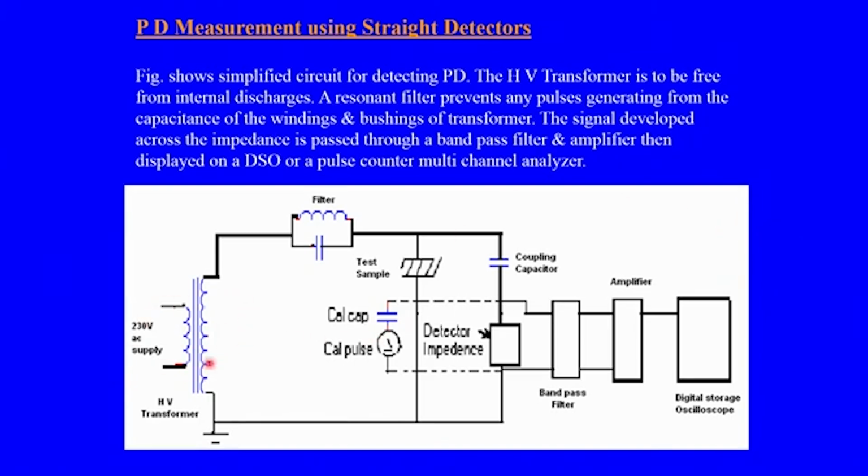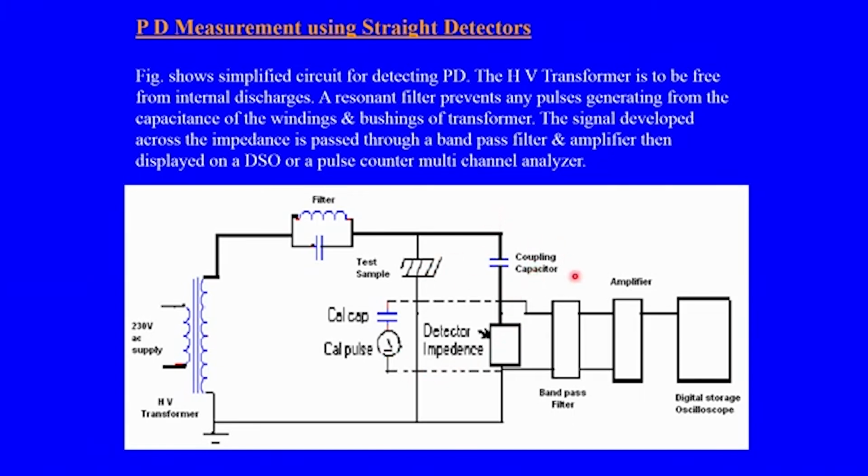You see the high voltage transformer, and you have a filter which is tuned to a particular frequency. Then this is the test sample which is to be measured for the partial discharges. It could be a cable, it could be a transformer, it could be any other material where partial discharge has to be tested. Then you have a calibration capacitor and a calibration pulse arrangement to calibrate the required pulse. Then you have a coupling capacitor at high frequencies.